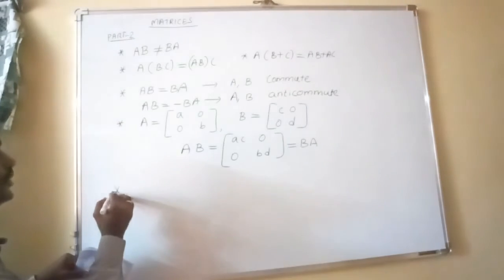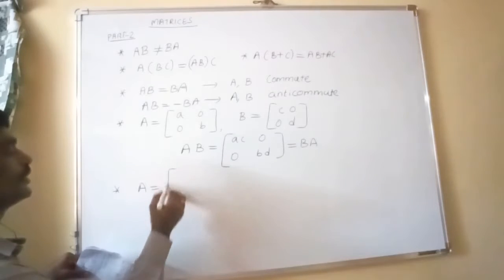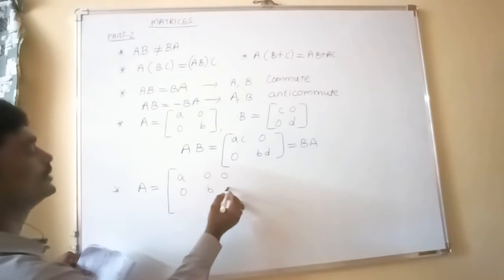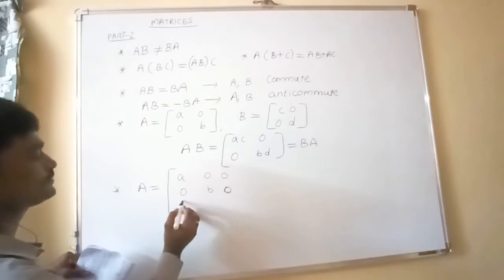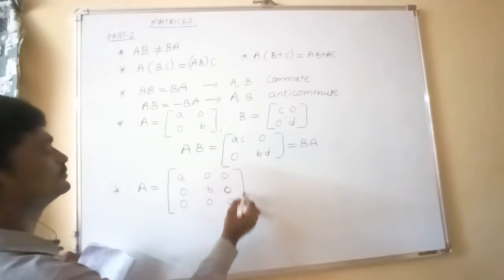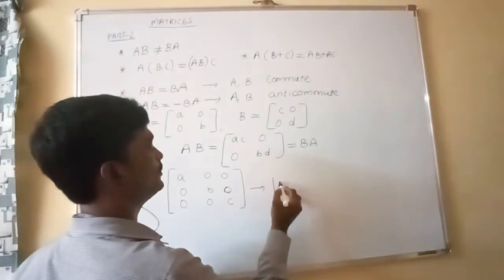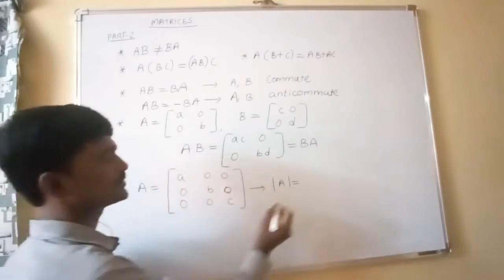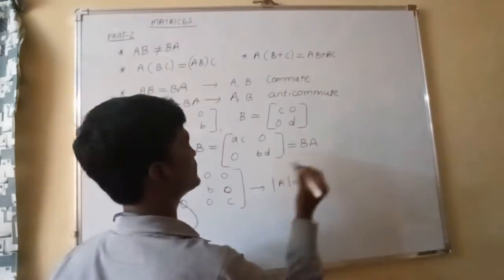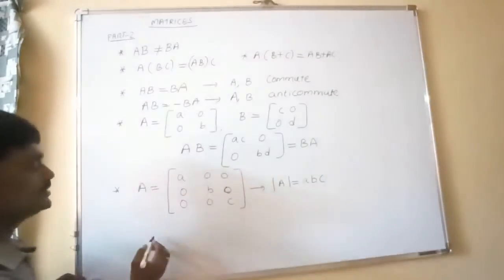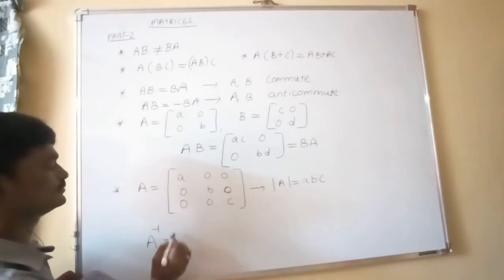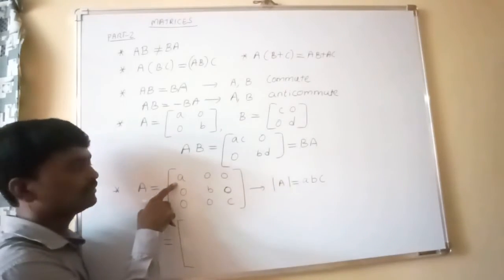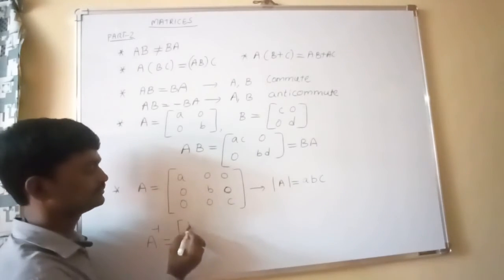Also here one more important point, I want to give you a shortcut. Suppose A is a diagonal matrix, say I am taking of order 3. Then what is the determinant of A? The determinant of A, you just multiply the diagonal elements, a into b into c. And what is the inverse of A? Suppose the inverse of A, if it exists, what is it? Here we have a, just take its reciprocal.